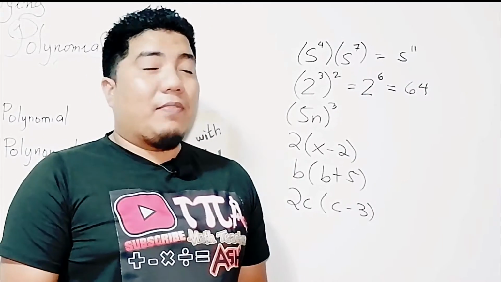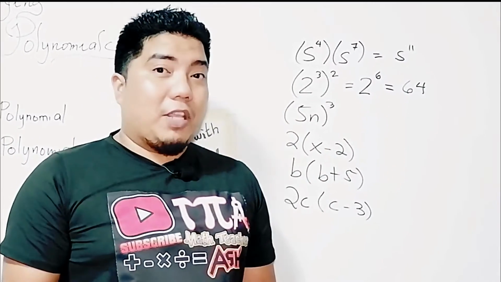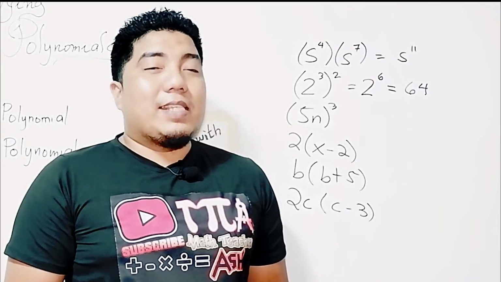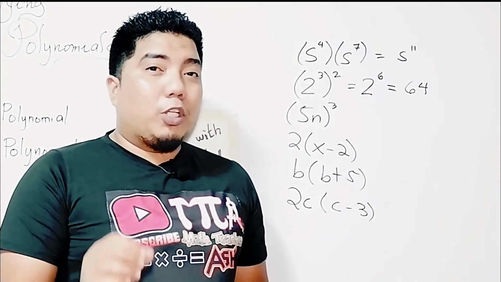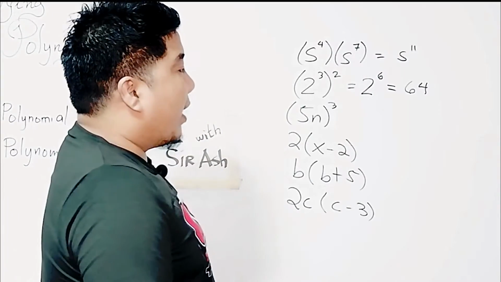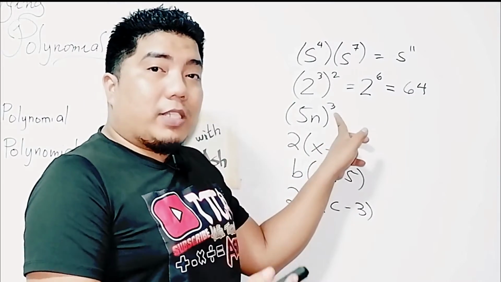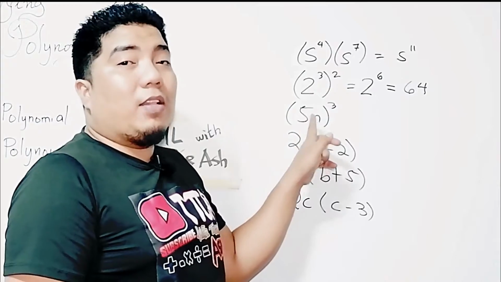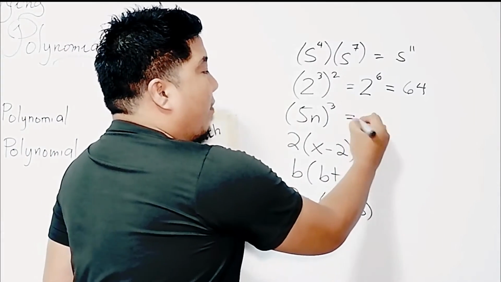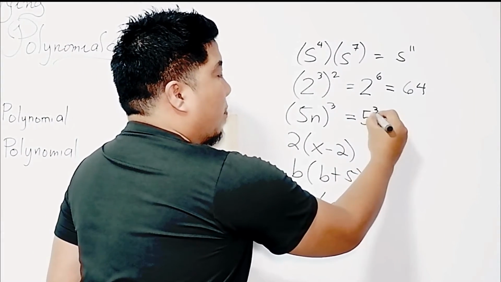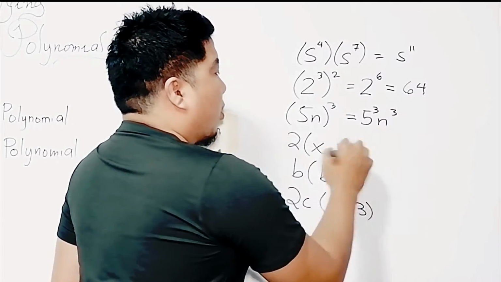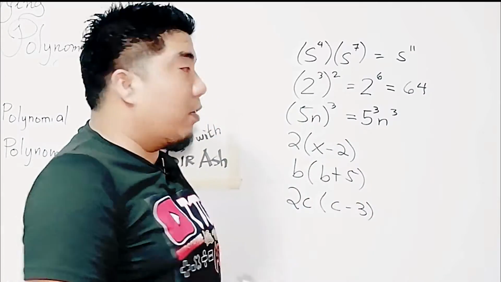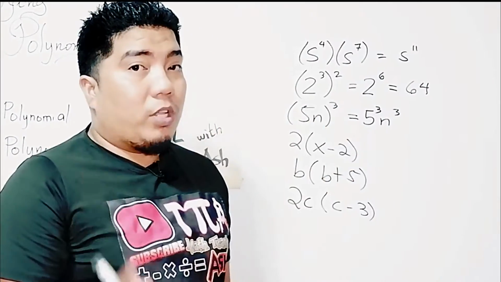We have the quantity 5n to the power of 3. Now, in this case, this is an example of the power to product rule. As you can see, this power outside the quantity will be distributed to the 5 and to the n. So, that will give you 5 cubed n cubed, because 5 here has an exponent of 1 and n here has an exponent of 1.